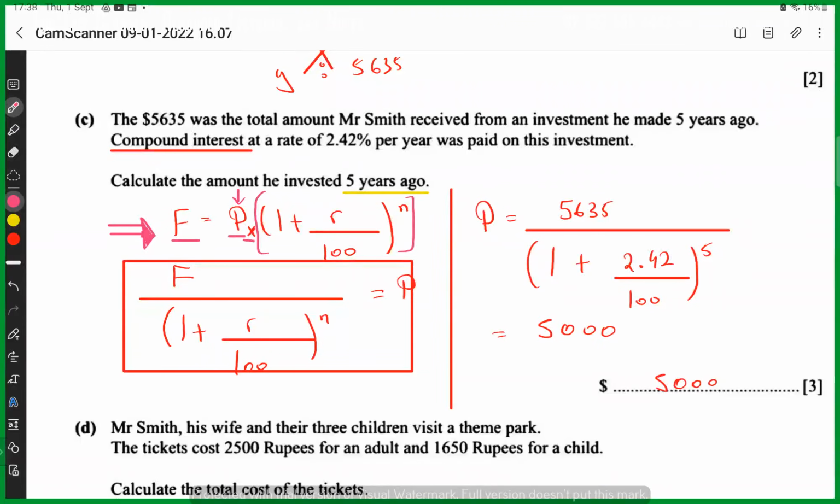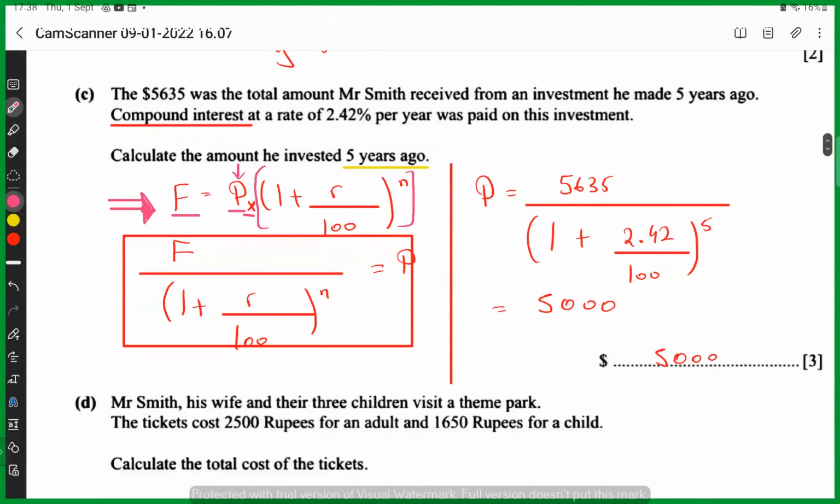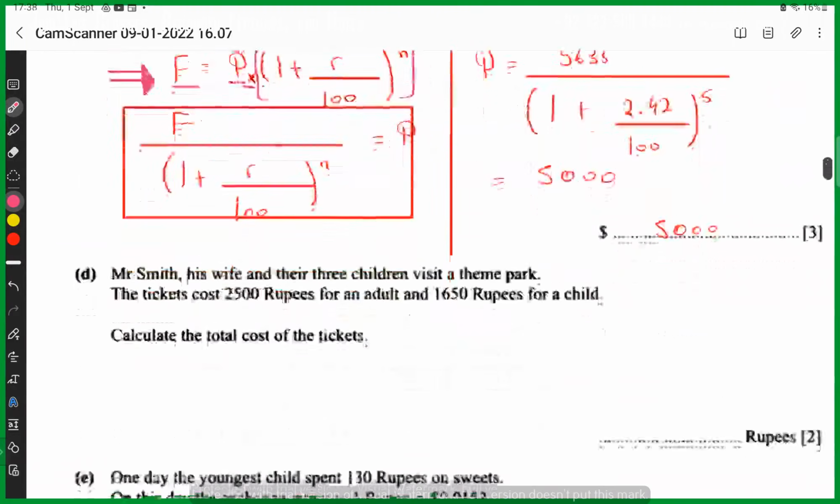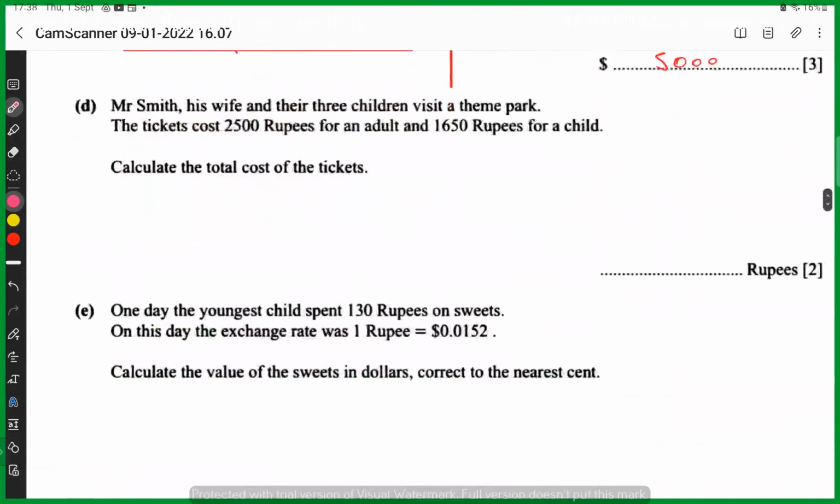Is it okay, Urva? Yes, ma'am. Okay, very good. Acha. We will talk about these parts later on, not now.